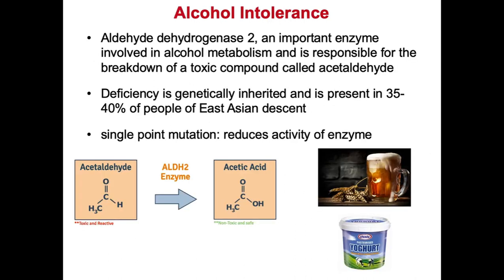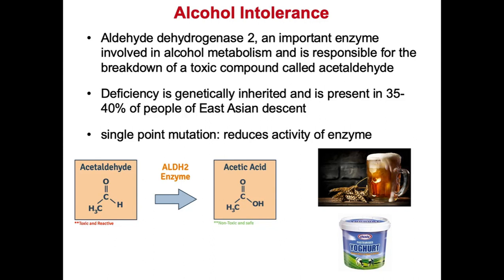Alcohol intolerance. So some people are not able to drink alcohol because they have a deficiency in an enzyme called aldehyde dehydrogenase 2. And this enzyme is responsible for the breakdown of a toxic compound, called acetaldehyde, as your body digests the alcohol. And this is quite a common deficiency, especially in people of East Asian descent.